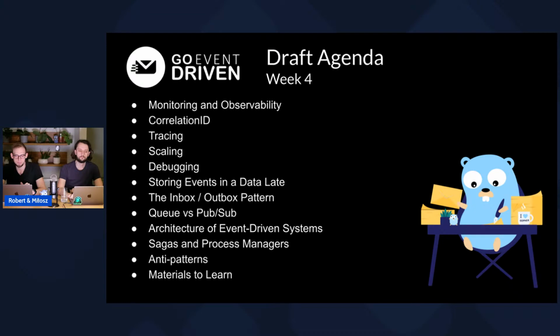And we will wrap up with a part about the operations side. So having event systems in production, monitoring them, making sure they work, trying to understand any issues, debugging, stuff like that. And then the most advanced patterns, like the Outbox pattern or Sagas and process managers, and the general architecture of event-driven systems from a high level. Also mentioning some anti-patterns you should avoid, and finishing with materials to learn later.